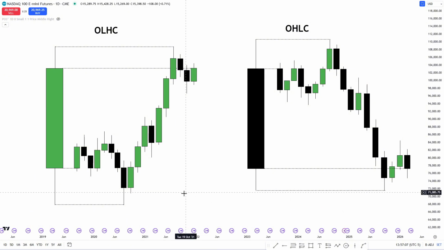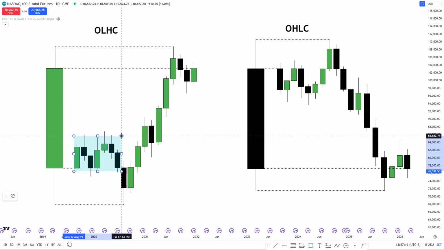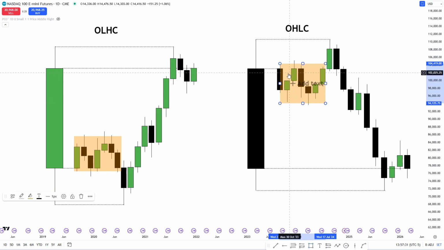So let's start off by explaining what accumulation is. So accumulation is simply the consolidation that we see in the market. So the accumulation right here in a bullish example would be right here. We can see a nice consolidation right here. Same thing would be said for a bearish example. This is your accumulation right here, because we are consolidating here.